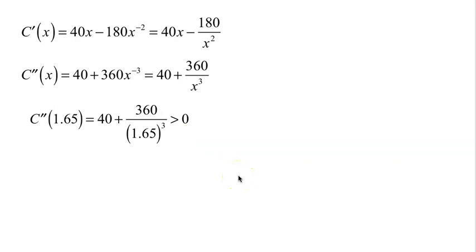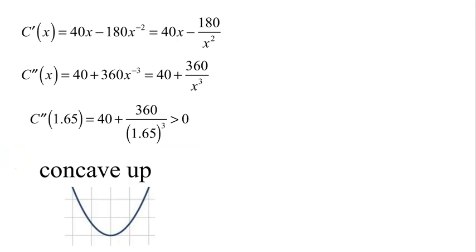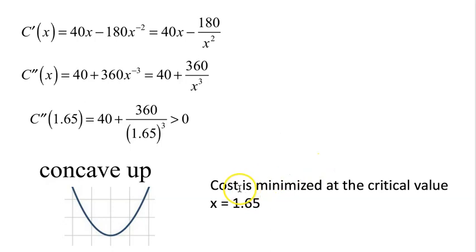I don't really care what it is, I just care what the sign is, and it's positive. This is a positive number, that's a positive number. So the second derivative is positive. If that's the case, I know that this thing is concave up. I have a concave up situation. In a concave up situation, I know that my critical value will be a minimum. So the cost is minimized at that critical value when x is 1.65.